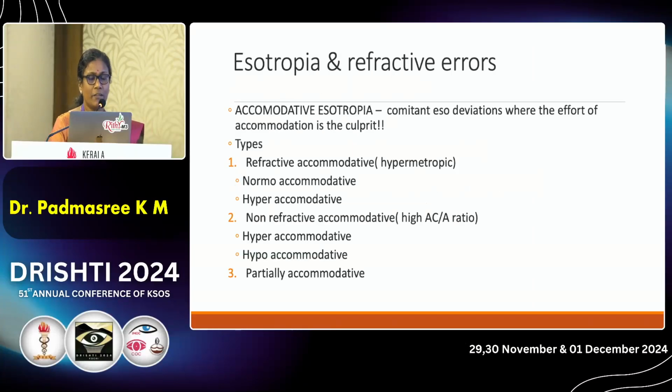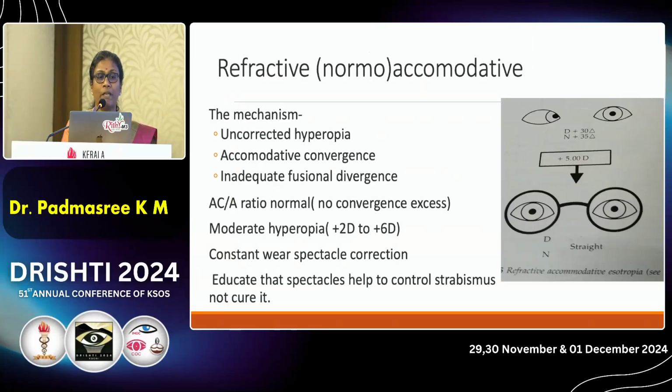Coming to esotropia and refractive errors, in accommodative esotropia, the effort of accommodation is the culprit. And we have the refractive type and the hyperaccommodative type. In the refractive type, hyperopia amounting to +2, +6 diopters may be there. And once you give the correction, you can see that the eyes are straight with the spectacle. So here it is important that you go for constant wear spectacle correction. And you have to educate the parents that spectacles are only controlling the strabismus, not curing it. So the child has to wear it constantly.